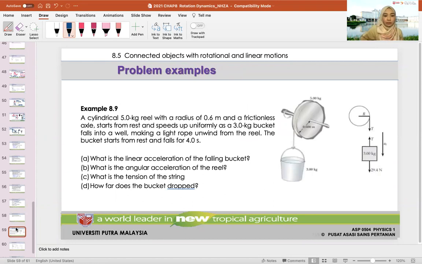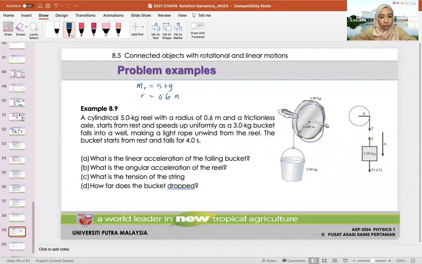Okay, so it's this example. A cylindrical 5 kilogram reel. This is a reel, the pulley. The pulley is the reel with a radius of 0.6. So the mass of the reel, I'm going to label that as MR, is 5 kilogram, and R is 0.6 meter. And a frictionless axle. What is an axle? I think it's this thing.